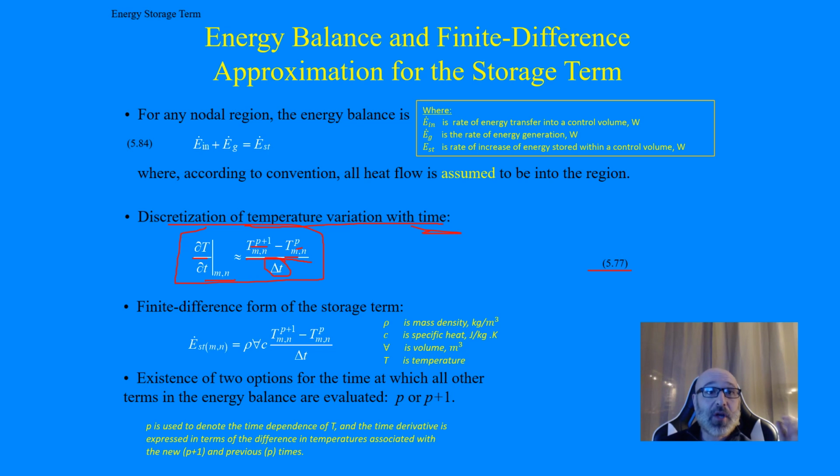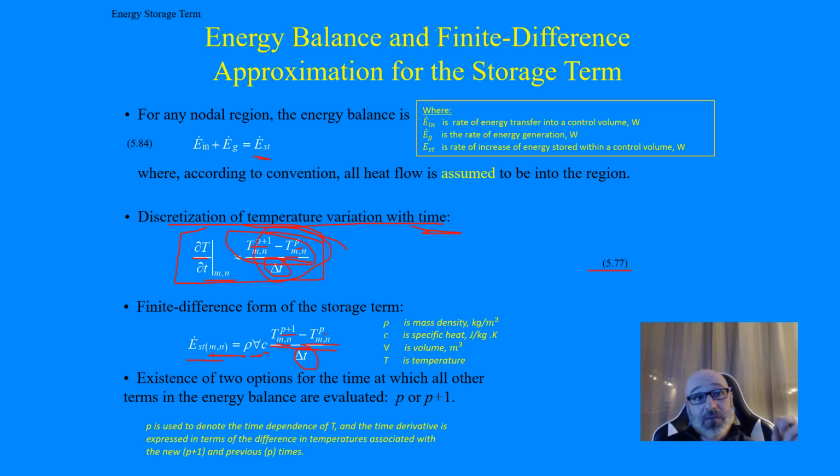Now let's take a look at the finite difference form of this storage term. E dot ST at m,n is equal to rho V c, the density, volume, and specific heat, times a fraction. On the numerator we have the same term as above, the temperature at P plus 1 of m,n minus the temperature at P of m,n, all divided by delta t, which is exactly from equation 5.77.